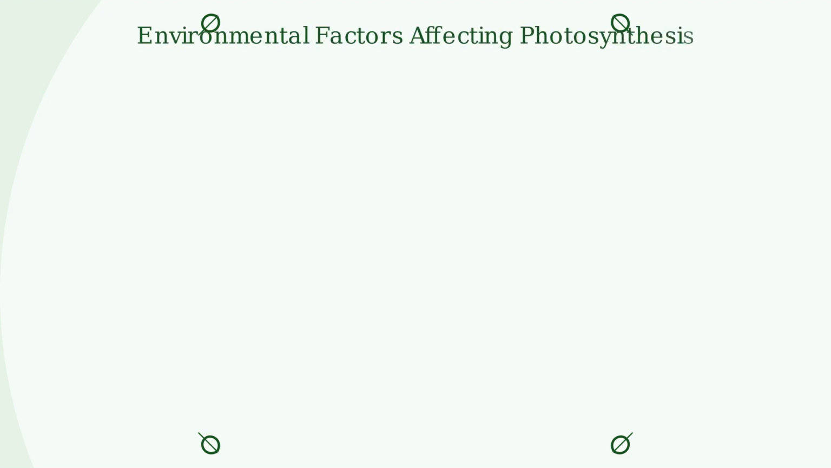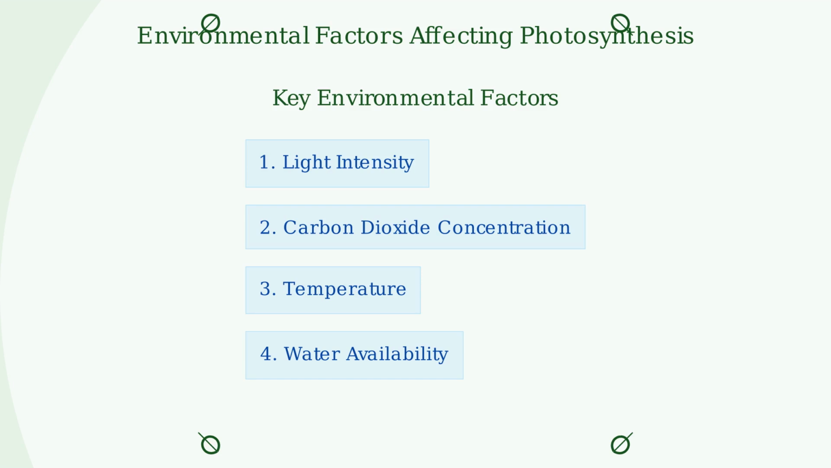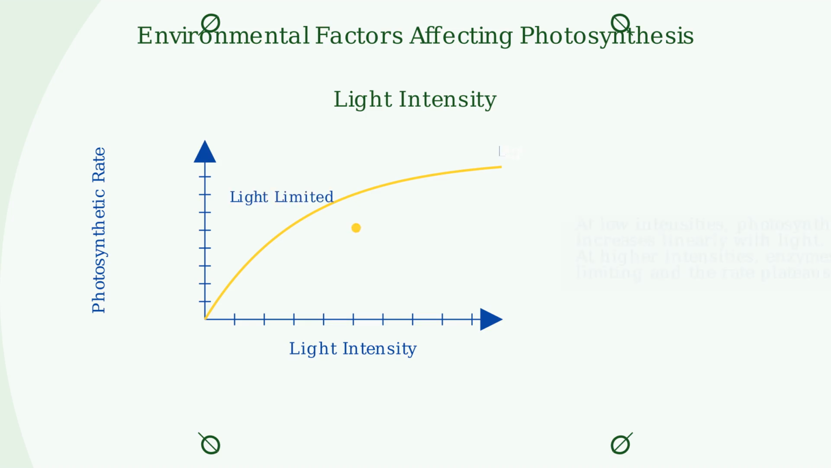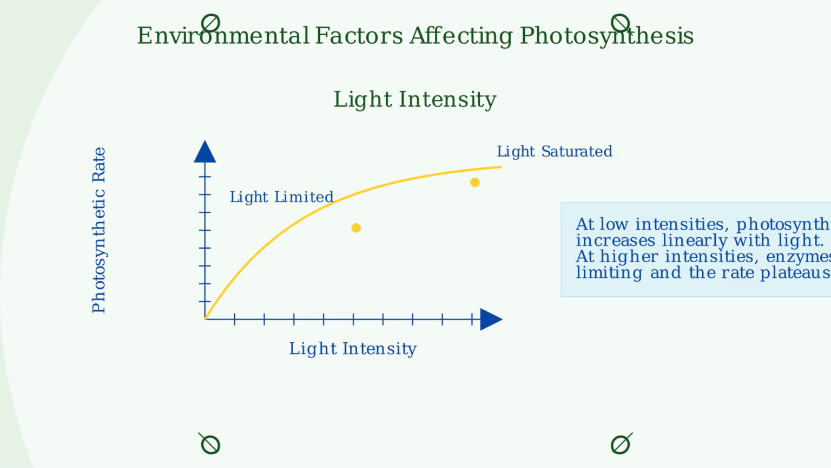Photosynthesis is affected by several environmental factors that can enhance or limit its efficiency. These key environmental factors include light intensity, carbon dioxide concentration, temperature, and water availability. Light intensity directly affects the rate of photosynthesis. At low light levels, photosynthesis increases proportionally with intensity. In the light-limited region, providing more light increases photosynthetic rate. However, at higher intensities, the process becomes light-saturated, where other factors such as carbon dioxide or enzyme availability become limiting.